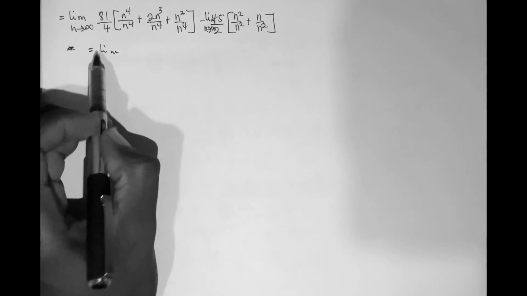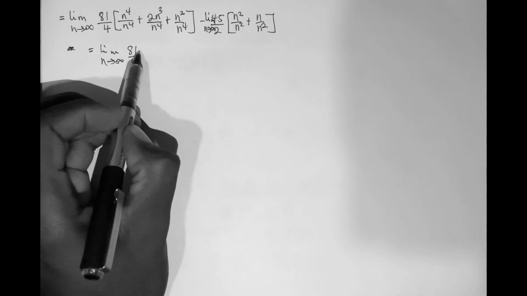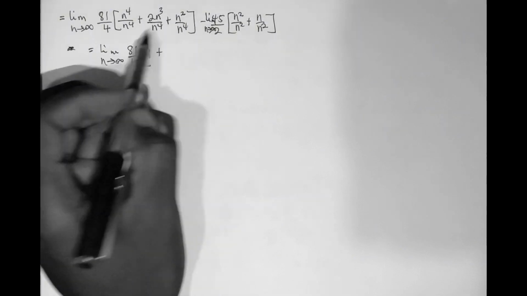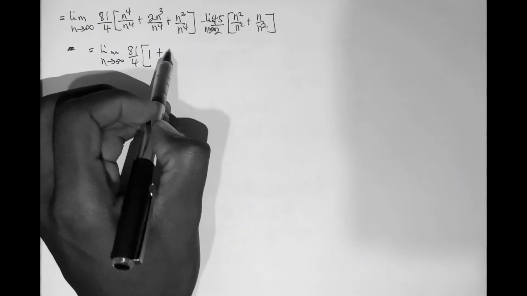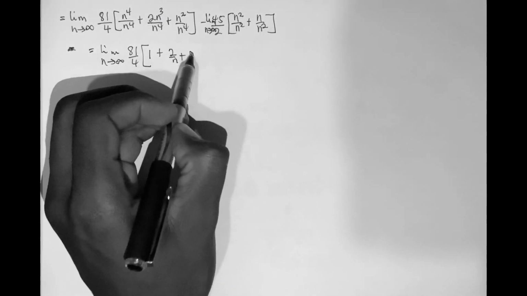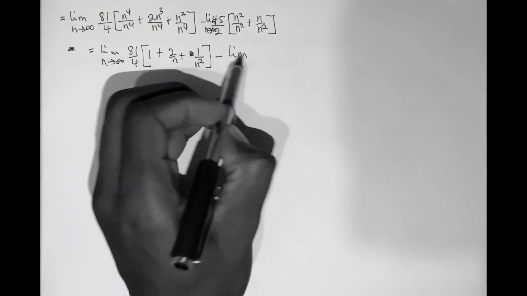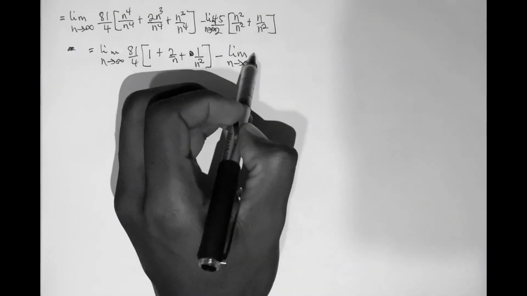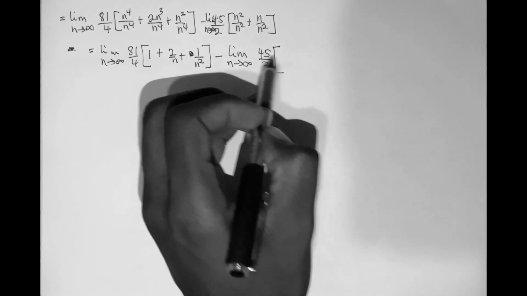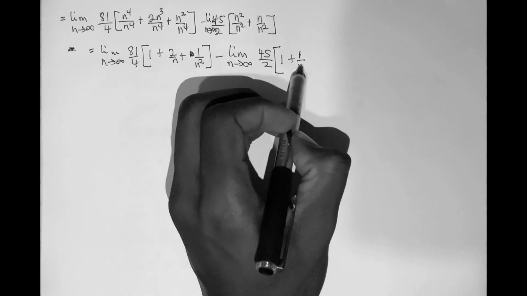the limit as n approaches infinity. Now 81 over 4, then n exponent 4 divided by n exponent 4 is 1, plus 2n exponent 3 divided by n exponent 4 is 2 over n, plus n exponent 2 divided by n exponent 4 is 1 divided by n exponent 2. Then minus the limit as n approaches infinity of 45 over 2, then times n exponent 2 divided by n exponent 2 is 1, plus n divided by n exponent 2 is 1 divided by n.